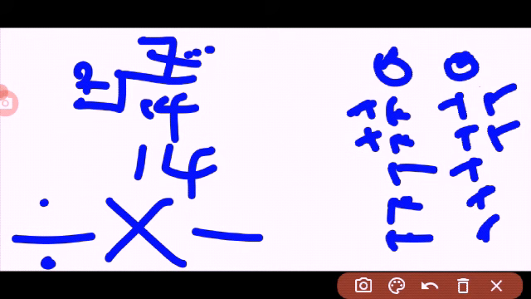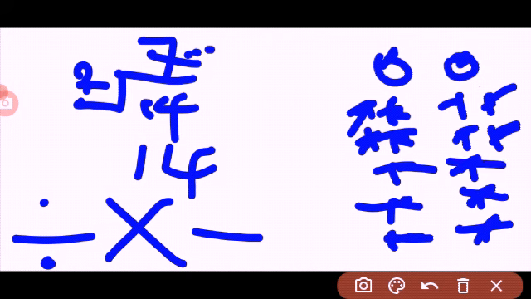That's the first time. 1, 2, 3, 4, 5, 6, 7. This is the second 7. So all of them together: 1, 2, 3, 4, 5, 6, 7, 8, 9, 10, 11, 12, 13, 14. It's the same 14. So we are done with multiply. The next thing is going to be what?